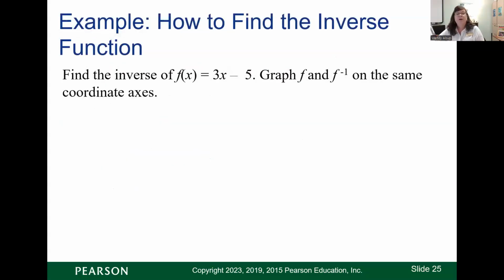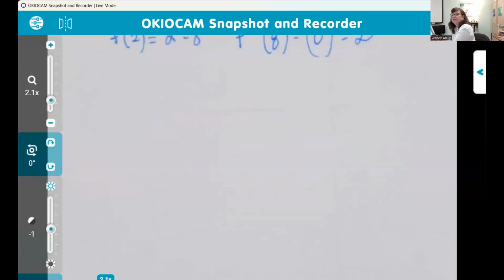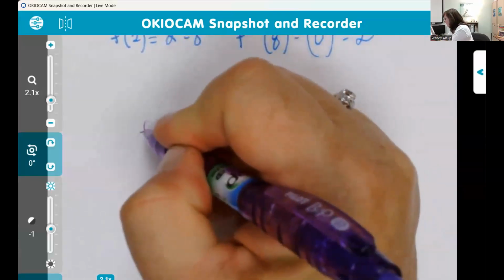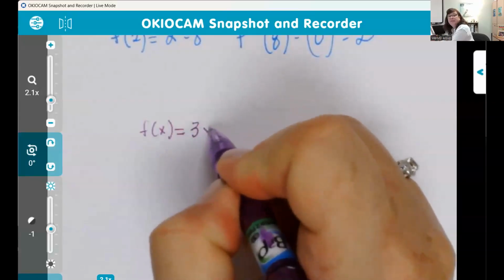All right, so what if I want to find the inverse of a function? How do I find it if I do not already know it? It's a very, very simple process. To find the inverse of a function, we're going to take the original function. So for us, it was f of x equals 3x minus 5.